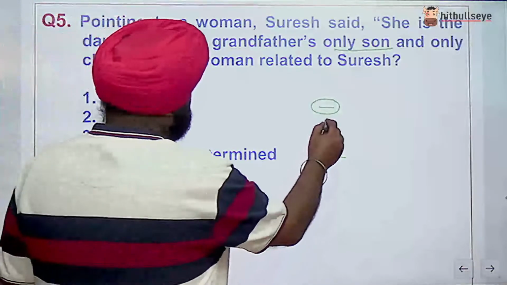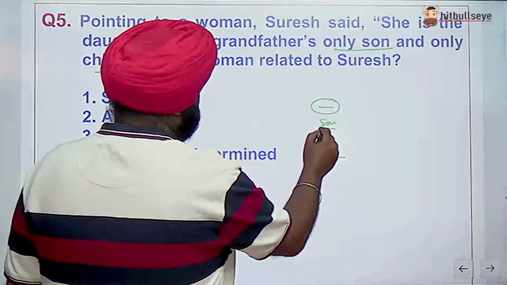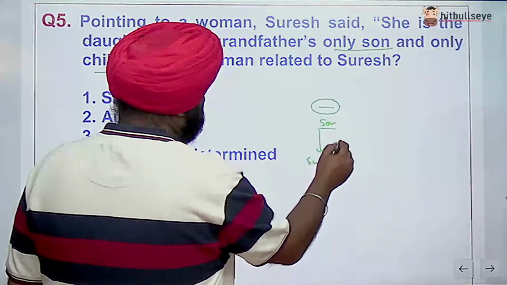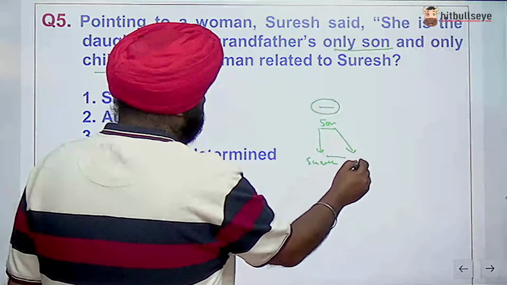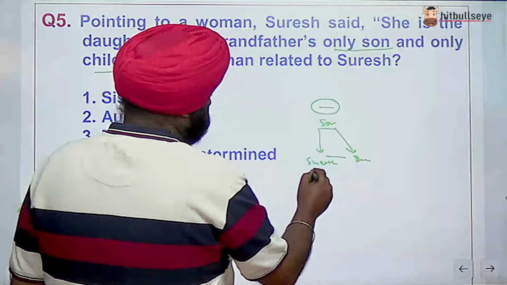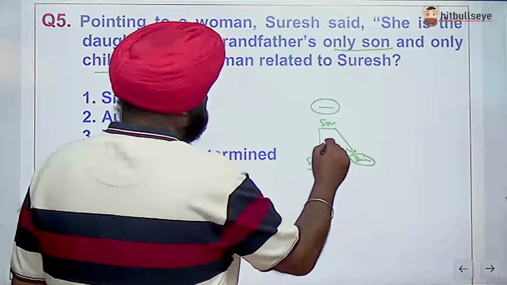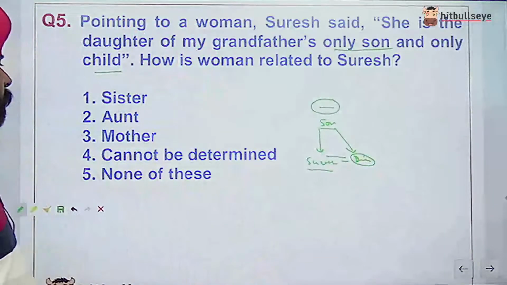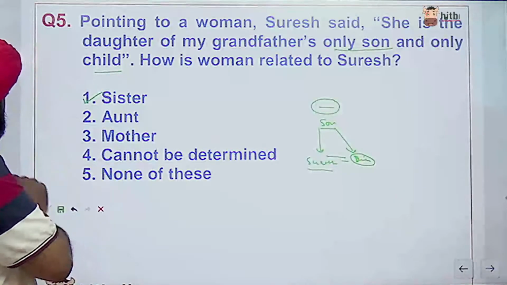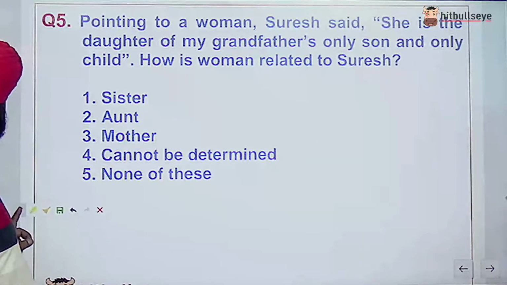Grandfather's only son will be the father of Suresh, and daughter of grandfather's father will be obviously Suresh's sister. So how is that woman related to Suresh? That is sister, right? I repeat once more.